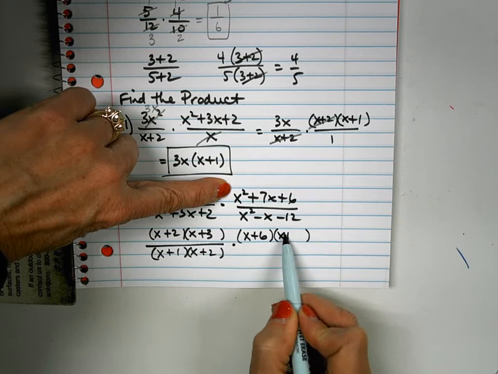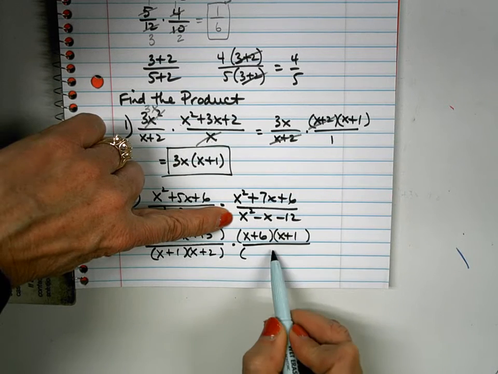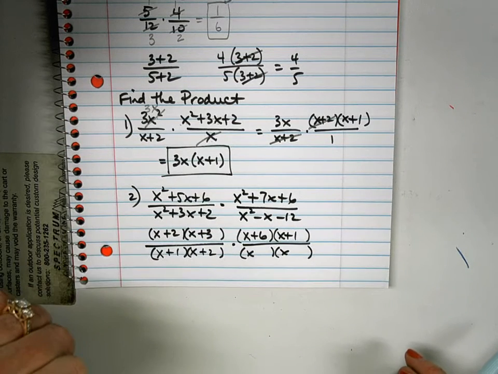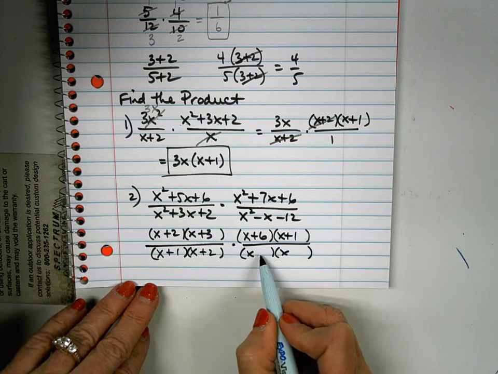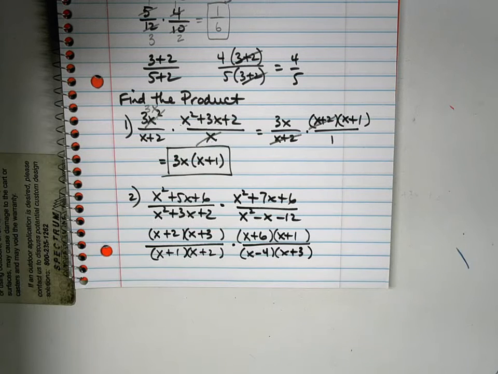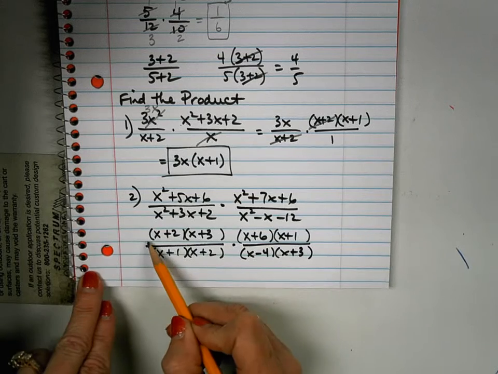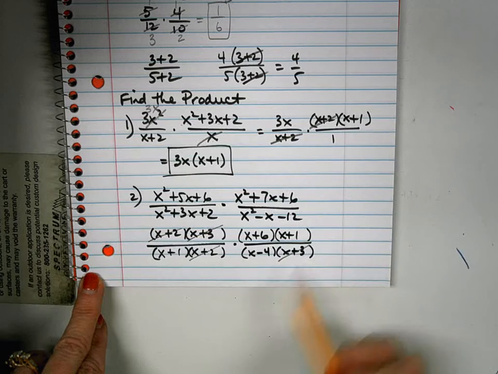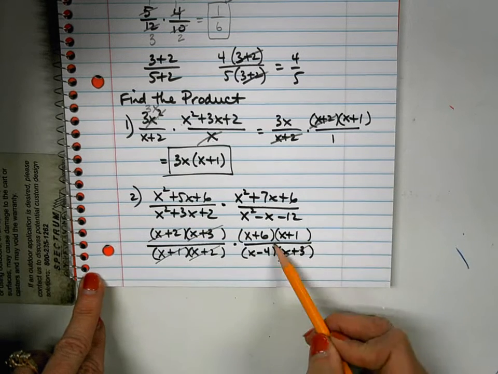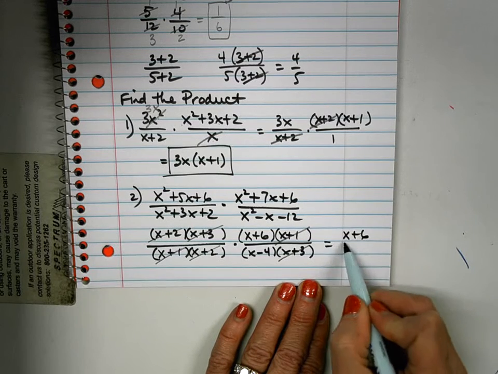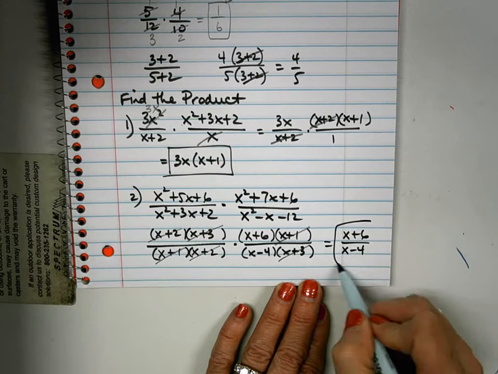Okay. And then maybe the trickiest one here, just because it involves some negatives. X squared minus x minus 12. You got it? Celeste, what would it be? X minus 4, x plus 3. All right, and then this is kind of a fun part. Anything that's common in the numerator and in the denominator you can reduce. Okay, so I'm seeing an x plus 2 here and here that I can reduce. I can reduce an x plus 3. And one more thing. X plus 1s, all those are going to go away. So what's left? X plus 6 over x minus 4.